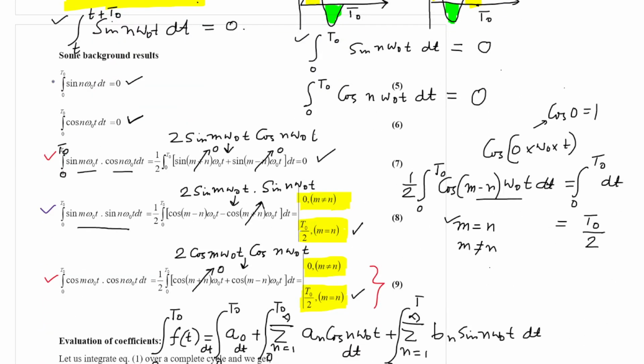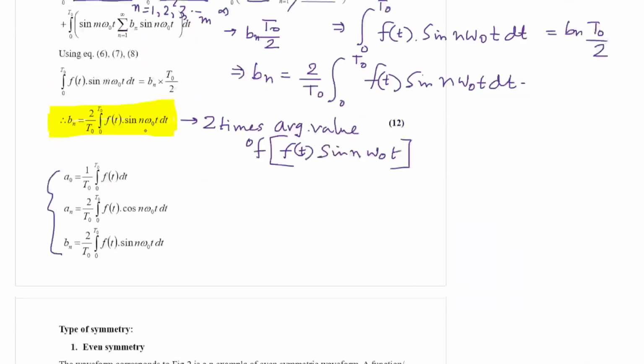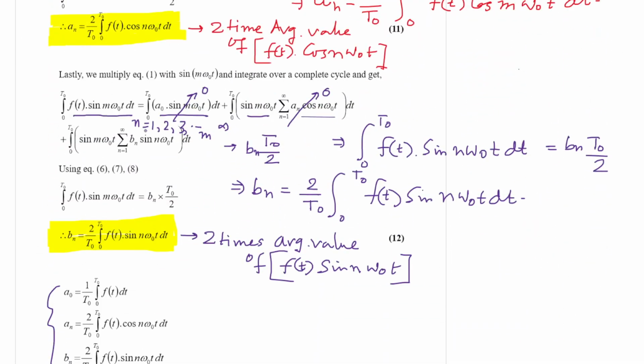These background results are extremely helpful. That is why I am giving stress on these 5 results. They are extremely helpful to derive all these results. So we have derived these 3, and from the next session we shall talk more on that.